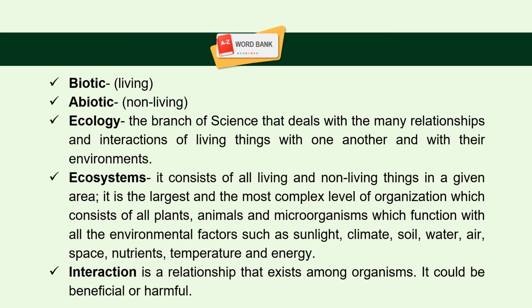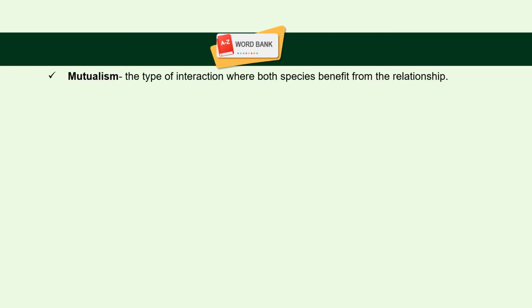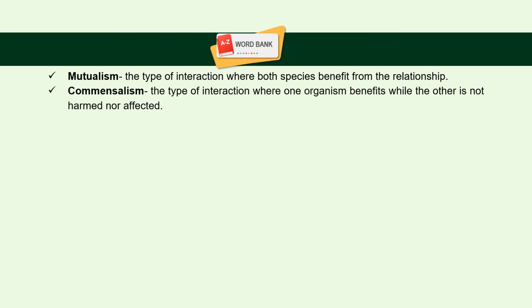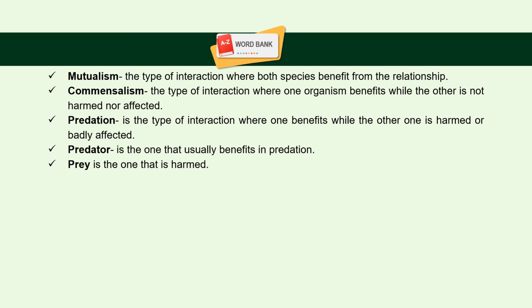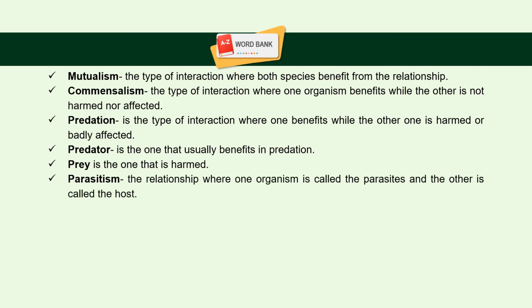Interaction is a relationship that exists among organisms. It could be beneficial or harmful. Mutualism is a type of interaction where both species benefit from the relationship. Commensalism is a type of interaction where one organism benefits while the other is not harmed nor affected. Predation is a type of interaction where one benefits while the other one is harmed or badly affected. Predator is the one that usually benefits in predation. Prey is the one that is harmed.